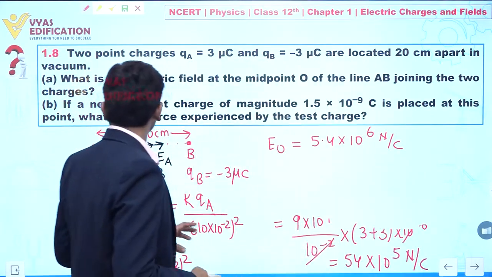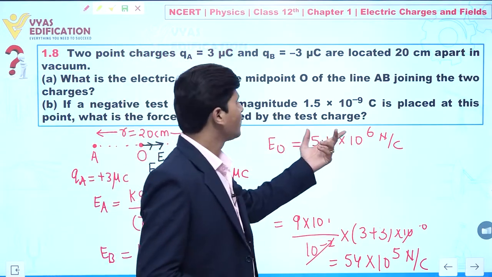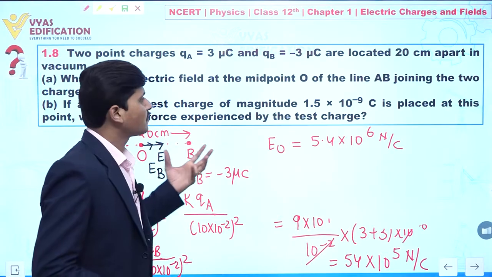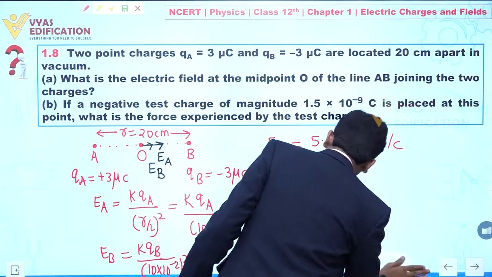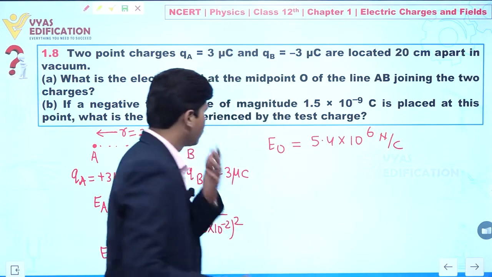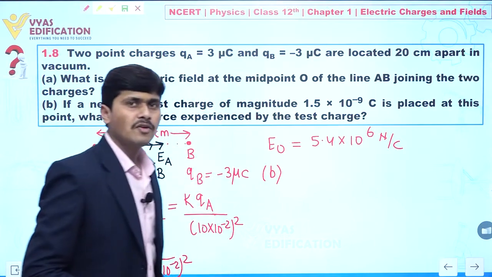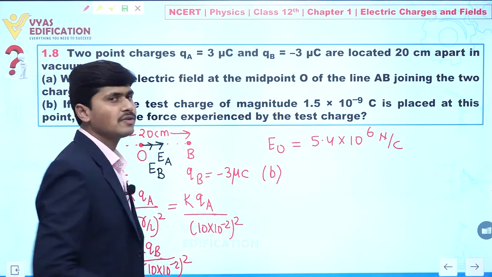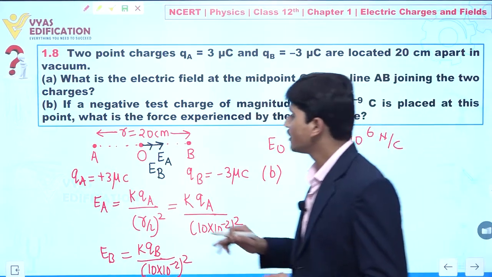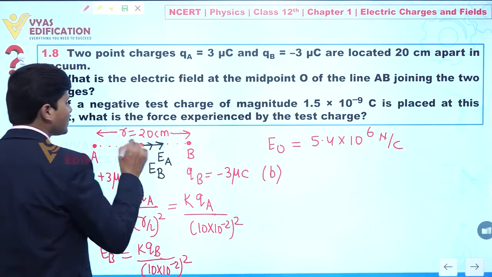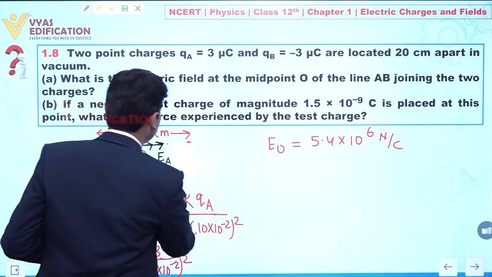In part number B, it is given: if we put a negative test charge of this magnitude at this point, what is the force experienced by the test charge? Clear? Now listen carefully. If we are placing a negative test charge here, what is the direction of force? If I draw the diagram again, it will be better.